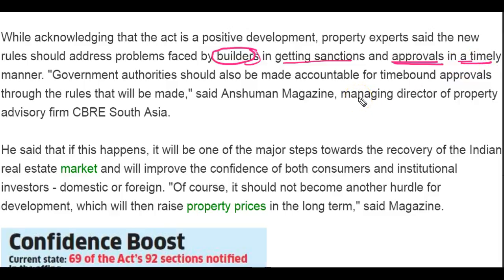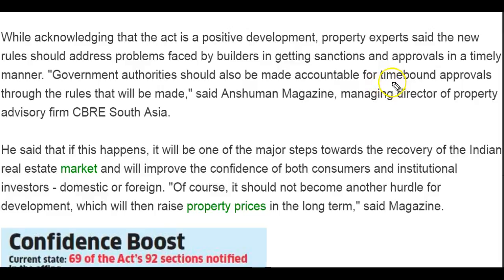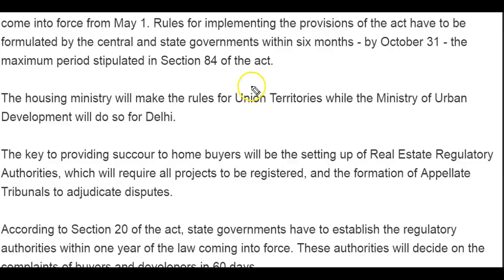So the real estate bill should protect the interest of home buyers on one side and should also protect the interest of builders. So project approvals should be given in a time-bound manner. Another point is that state governments have to frame their rules by themselves, whereas in the case of union territories, the central government is responsible for framing the rules.